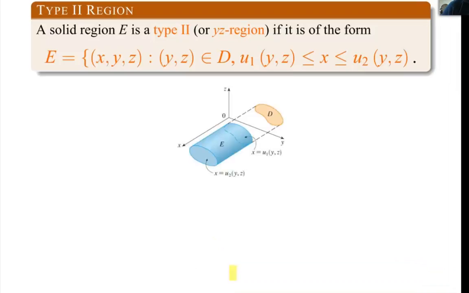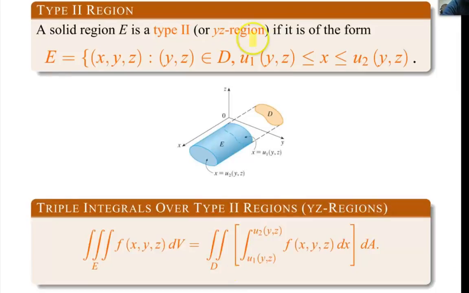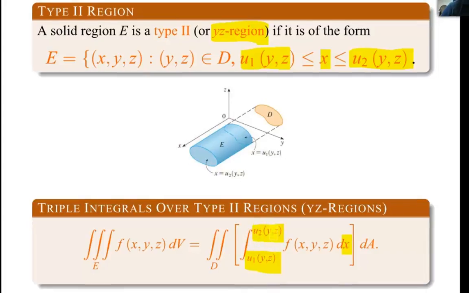You can do that with type 2 regions. Type 2 regions, also called yz regions, are defined by functions such that x moves between two continuous functions that depend on y and z. And the way that you integrate, again, is you put the two functions as your limits when you integrate first with respect to x. You have to be careful to always put the lower function on the bottom and the higher function on top, of course.